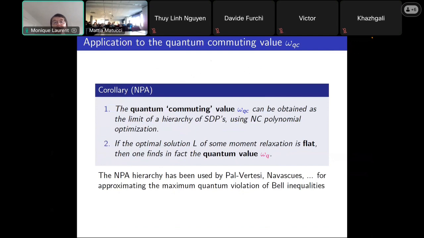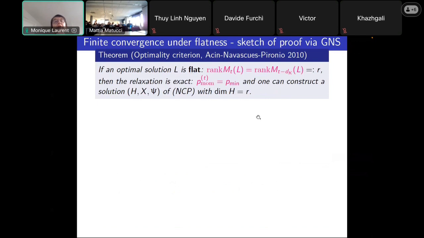Okay. So we have still a little time. Two things I wanted to do till the end: showing how the finite convergence on the flatness goes, and then mentioning a few extensions, but very briefly. So I think it's nice to now spend a little time to explain how the GNS construction can be used to show flatness, to show finite convergence on the flatness.